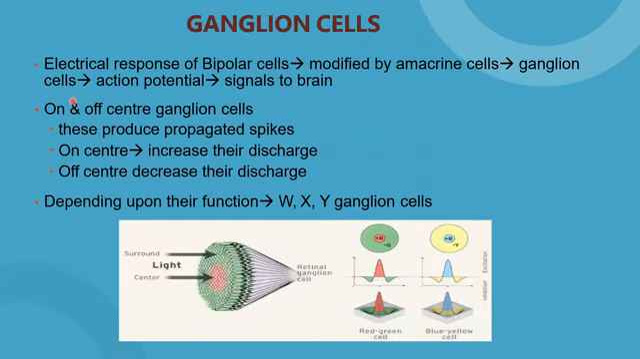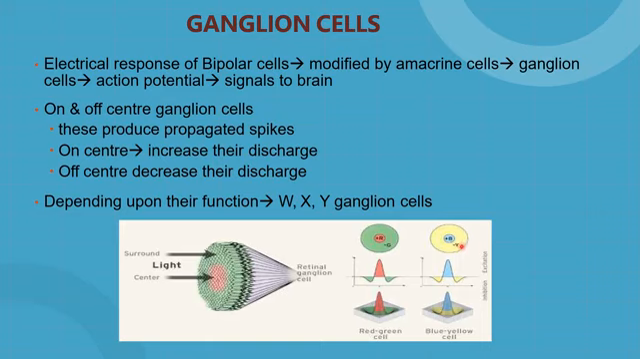And the next ones are the ganglion cells. Electrical response of bipolar cells, which is modified by amacrine cells, finally reaches the ganglion cells, producing the action potential and sending the signals to the brain. On and off center ganglion cells produce propagated spikes. On center increase their discharge, whereas off center decrease their discharge. Okay, so on center means positive, stimulated, so that will be causing increased discharge, and off center means negative or inhibited, so that will be having decreasing discharge.